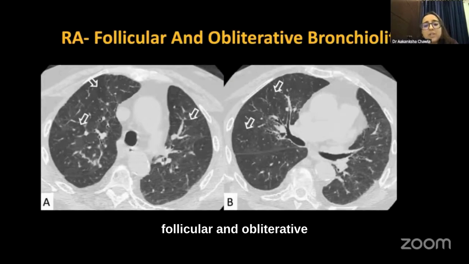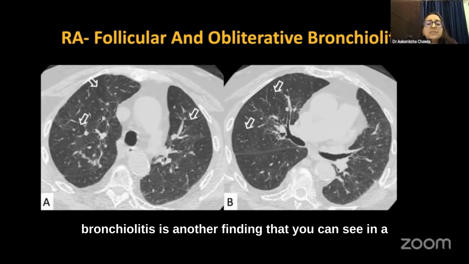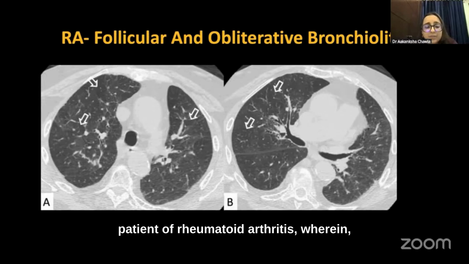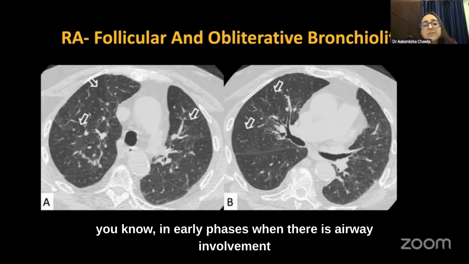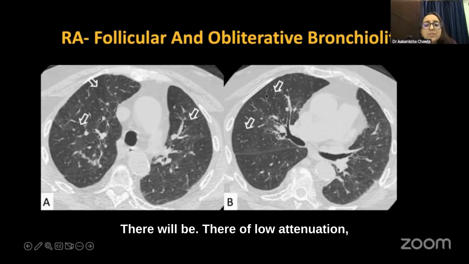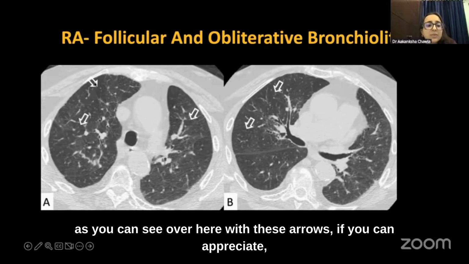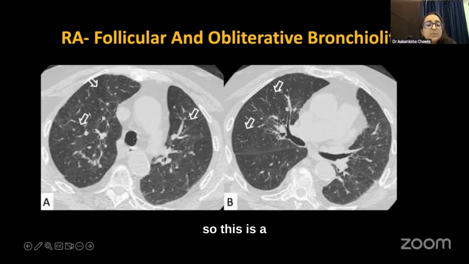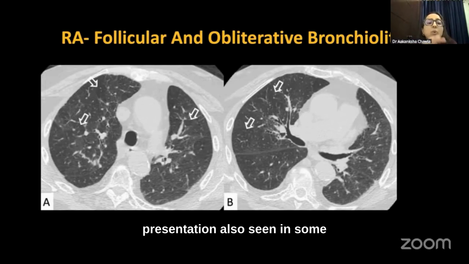Follicular and obliterative bronchiolitis is another finding that you can see in a patient of rheumatoid arthritis, wherein, in early phases when there is airway involvement and fibrosis is not there, because of the airway involvement, there will be areas of low attenuation, as you can see over here with these arrows, if you can appreciate. So this is a presentation also seen in some cases of rheumatoid arthritis.